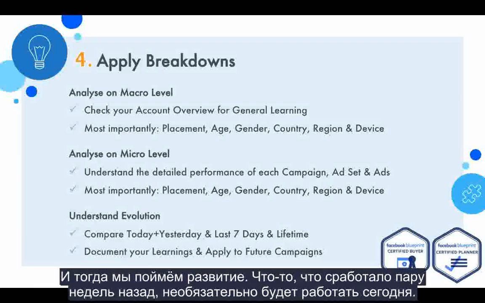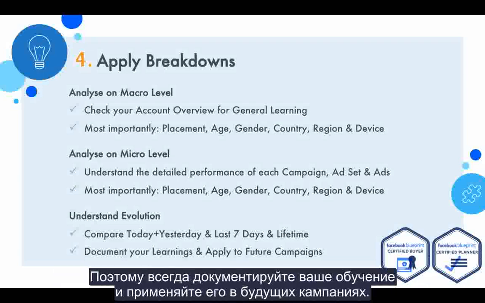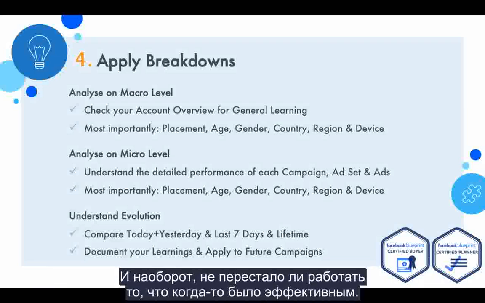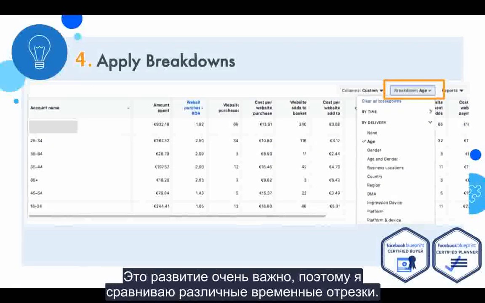And then we want to understand the evolution. Something that has worked a couple of weeks ago does not necessarily still work today over the past 3 days. So always document your learning and apply this learning to future campaigns and have in consideration the evolution. So always try to understand if something works better now than it did the days and weeks before, or vice versa, if something that worked nicely in the past stopped working, okay? And this evolution is of course very important, and therefore I always compare different time slots, okay?